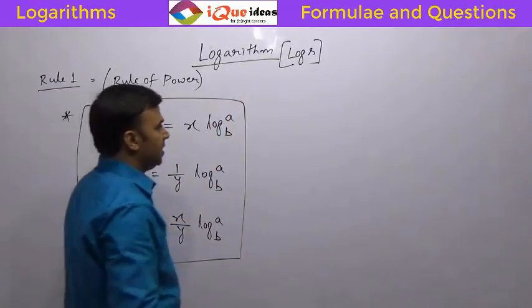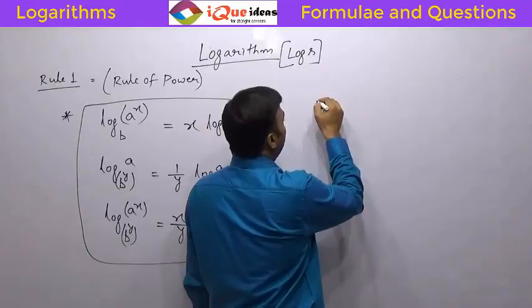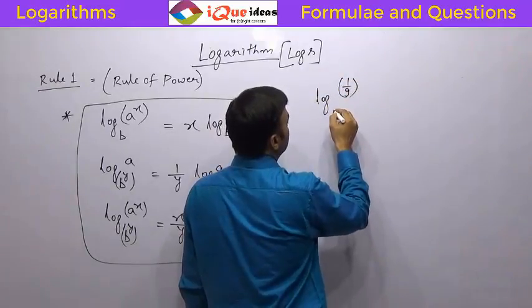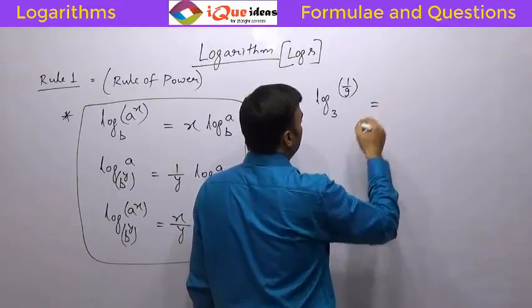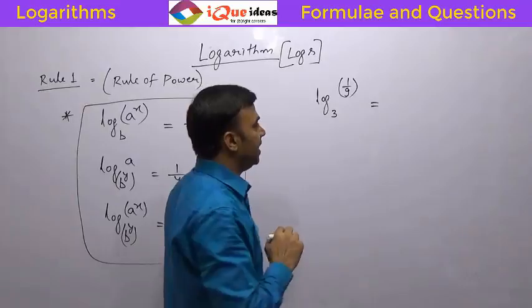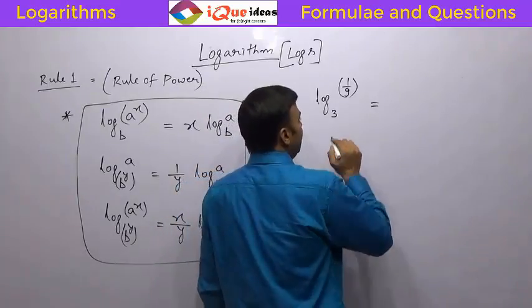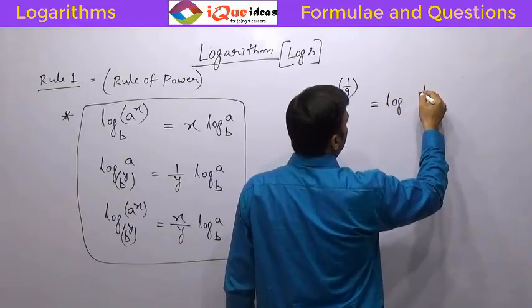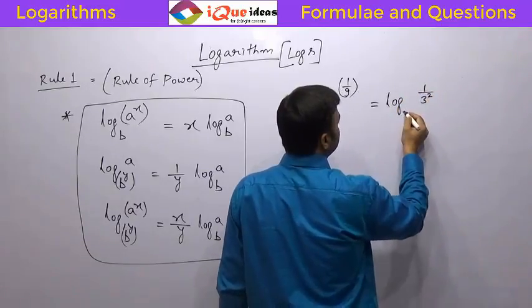Let's take some examples, some more complicated examples. If I have log 1 by 9 to the base 3, we have done this earlier also? No, we haven't done this earlier. So let's take this one. Log of 1 by 9 to the base 3. How can we do it? Let's try to see that this 9 is 3 square. So we can write it as log 1 by 3 square to the base 3.